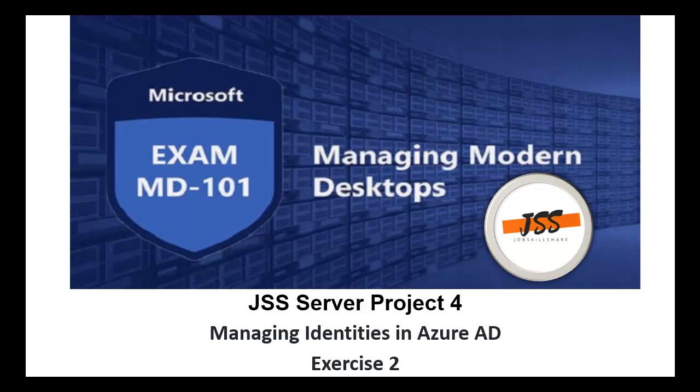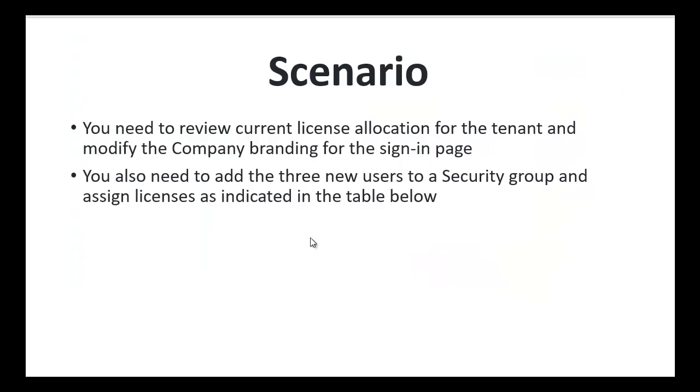So let's move to Exercise 2 and let me show you the scenario on which we're going to work throughout this video. Here we need to review the current license allocation for the tenant, and we're going to modify the company branding for the sign-in page. Whenever I try to sign into the JSS, the background wallpaper behind the login window changes and shows JSS. That's what I did. This is the company branding I did for this JSS platform.